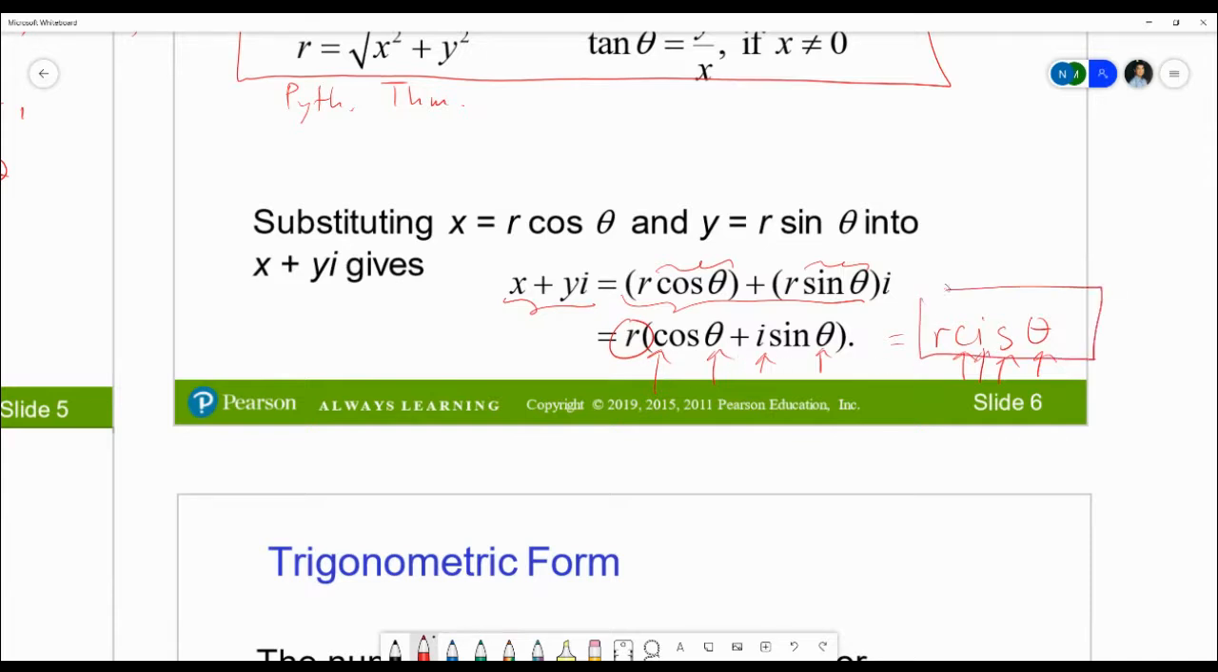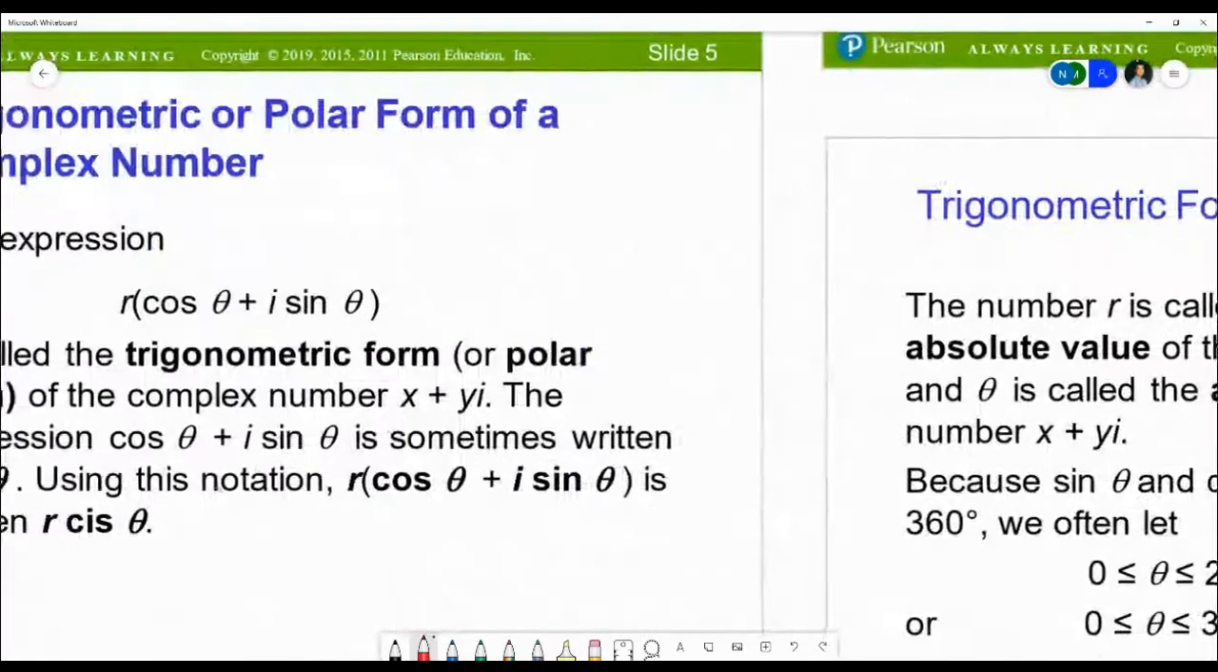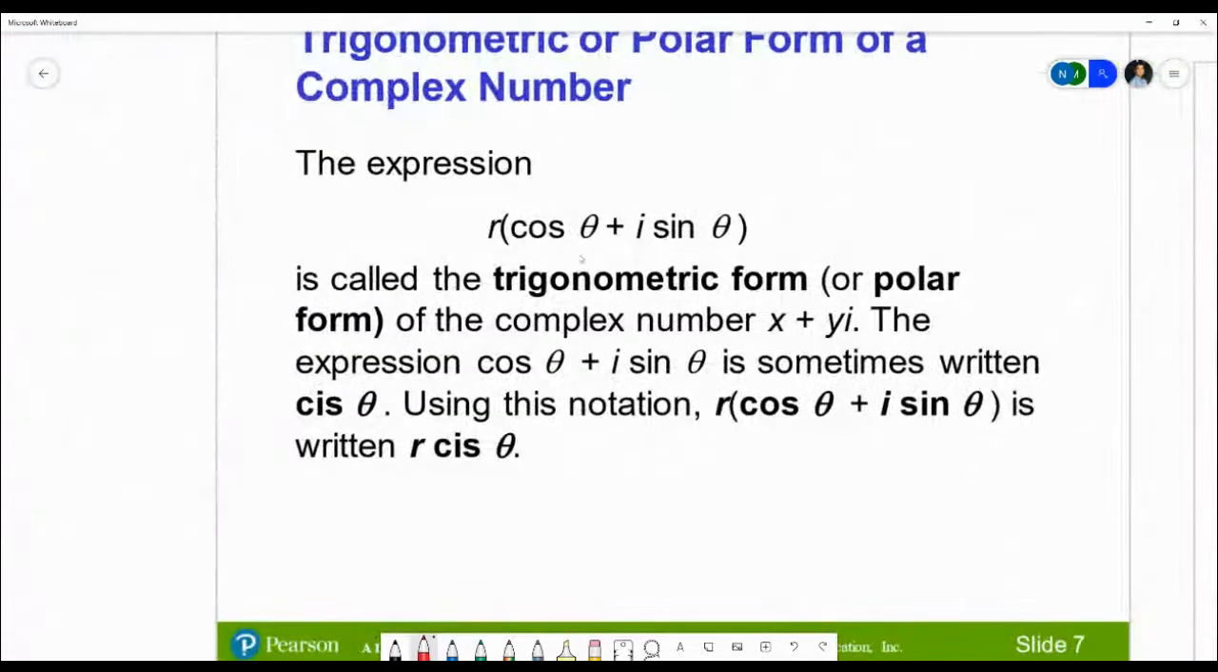So we use r cis. The only things that change in this form are the r and the theta. These are the only two pieces of information we need, since the two thetas are actually the same theta. That's what they're saying here. The expression r cosine theta plus i sine theta is just shorthand notation for r cis theta. These two are the same thing.